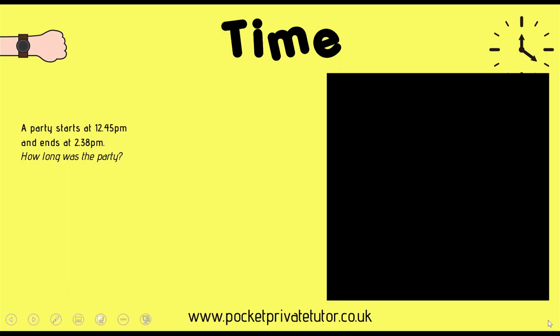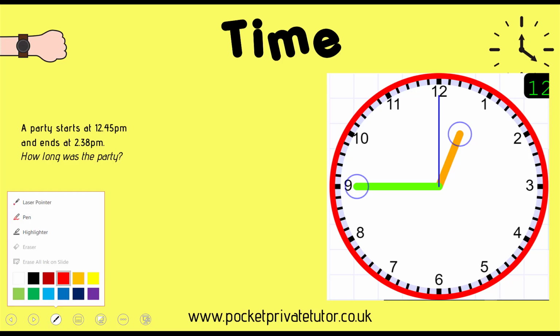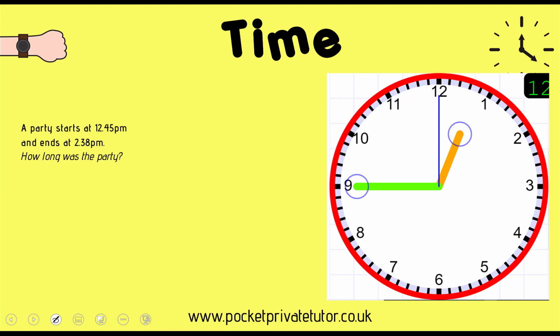So here we have our party starting at 12:45. So I'm going to pop 12:45 on my clock. And I know I need to keep going until I get to 2:38. So I'm going to record my time moving around the clock. So from 12:45, I'm going to jump 15 minutes till 1 p.m. So I'm going to write down that I've added 15 minutes.